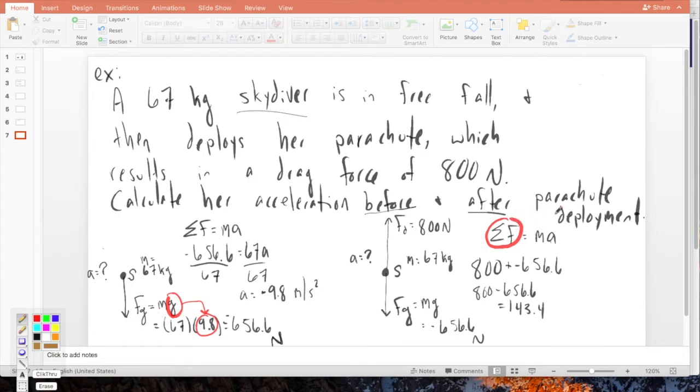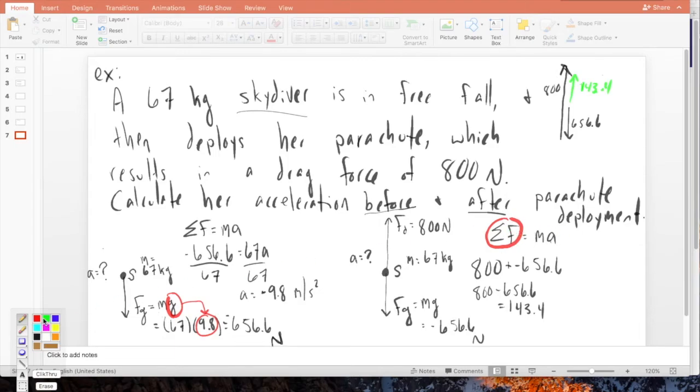Basically what I've done is I've said, okay, there's a downward force of 656.6. There's an upward force of 800. And what I've done is I've seen what is the difference here. How much bigger is that upward force compared to the downward force? And I saw that it's 143.4. That is the overall total force, the overall sum of the forces. You'll see that these forces are not balanced. So I am going to have an acceleration.